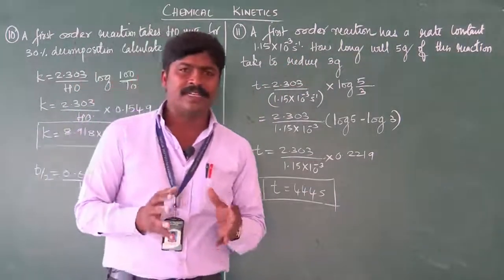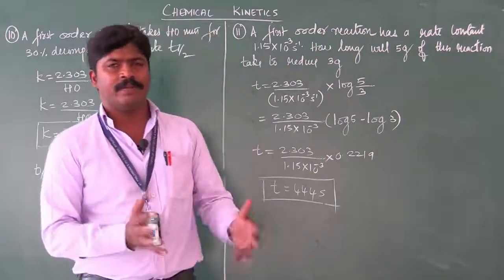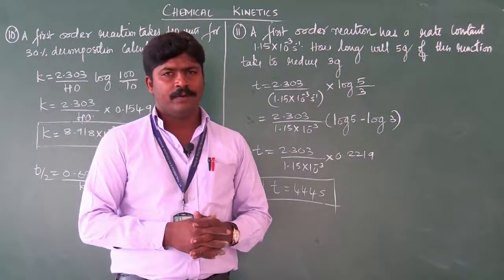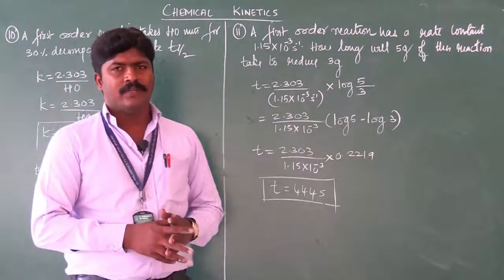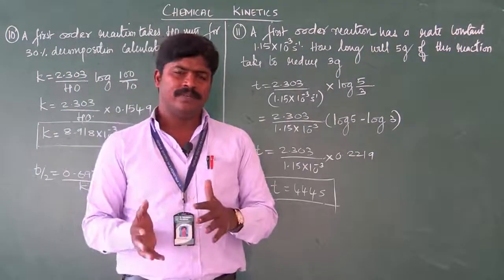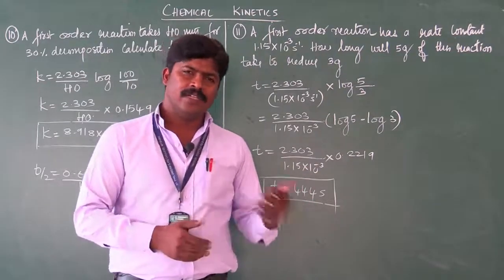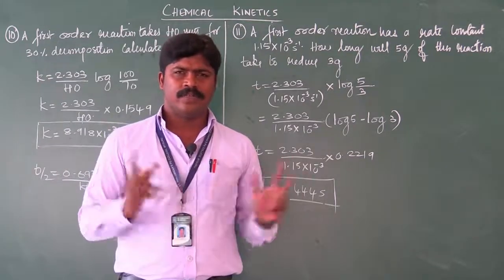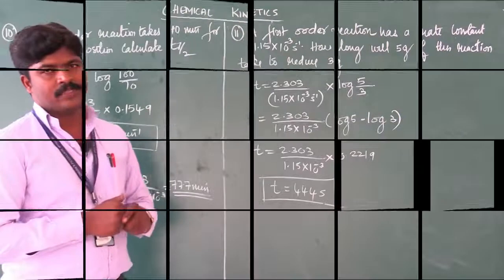So see that you retain the unit at the end of the problem, time in seconds and k in per second or per minute. So retaining the unit is also very, very important. These are two different types of problems: finding the rate constant, and finding the time with grams initially and finally the grams decomposed. So these different problems, problem number 10 and 11, we have explained to you.